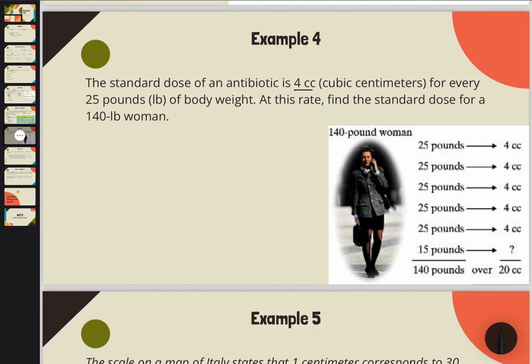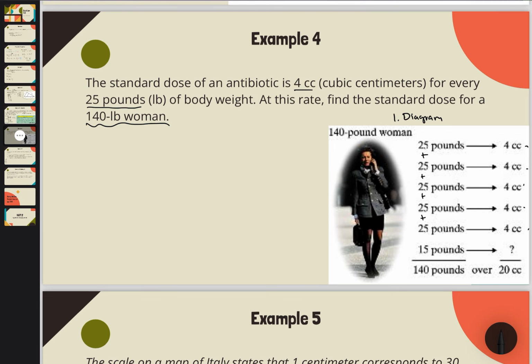So here they're saying I need 4 cc's for every 25 pounds. If I'm dealing with a 140-pound woman, what dose would she need? So they already drew us our diagram over here. Step 1, understand, maybe draw a diagram. For every 25 pounds, she needs 4 cc's. So I'm going to try to add up pounds until I get to 140. So 25 plus 25 plus 25 plus 25 plus 25, that gives me 125, plus another 15 gets me 140. So I know she's going to need at least 1, 2, 3, 4, 5 times 4 cc's, at least 20 cc's, but a little bit more.